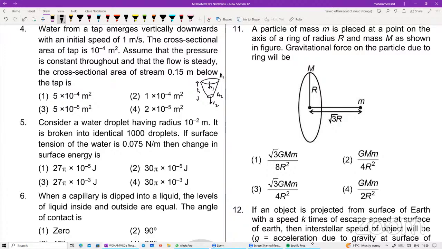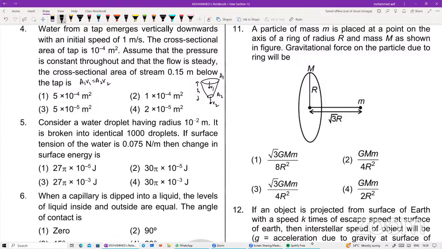You can apply the equation of continuity formula. A1 V1 must be equal to A2 into V2. Pressure is always remaining constant in this relation. You must have derived this formula basically. A1 V1 will be equal to how much right now? Here I'm writing, see. A1 V1 will be equal to A2 into V2.